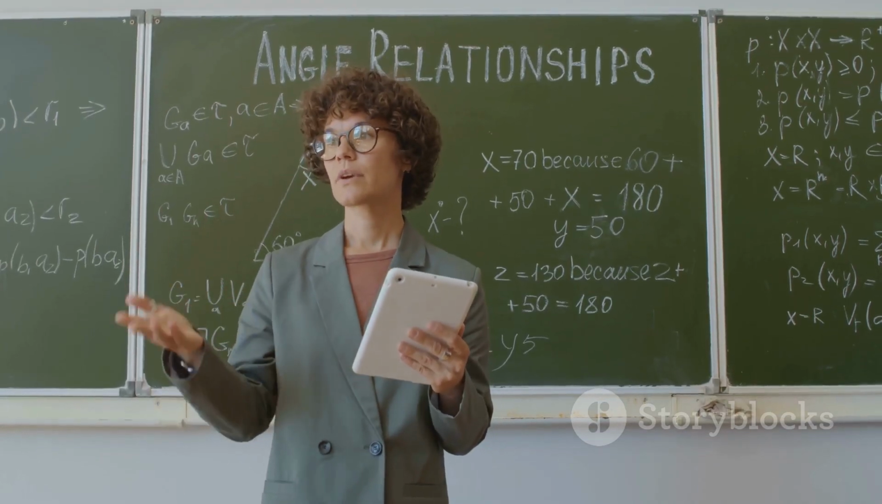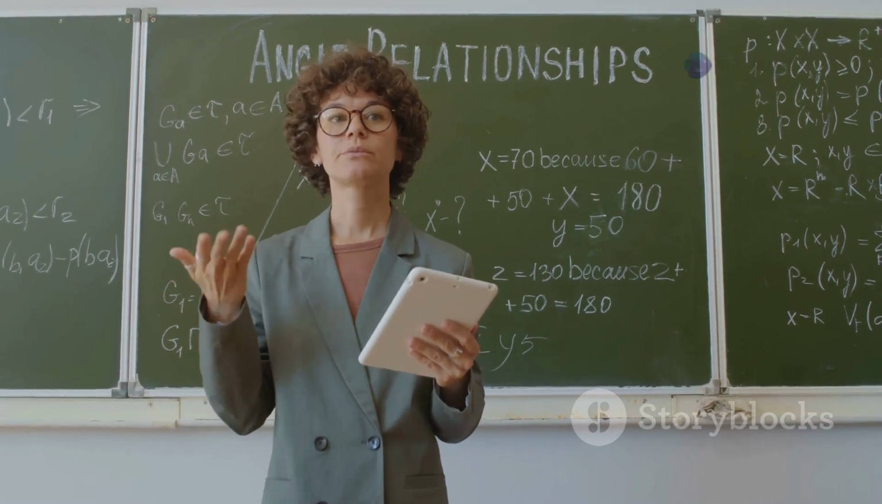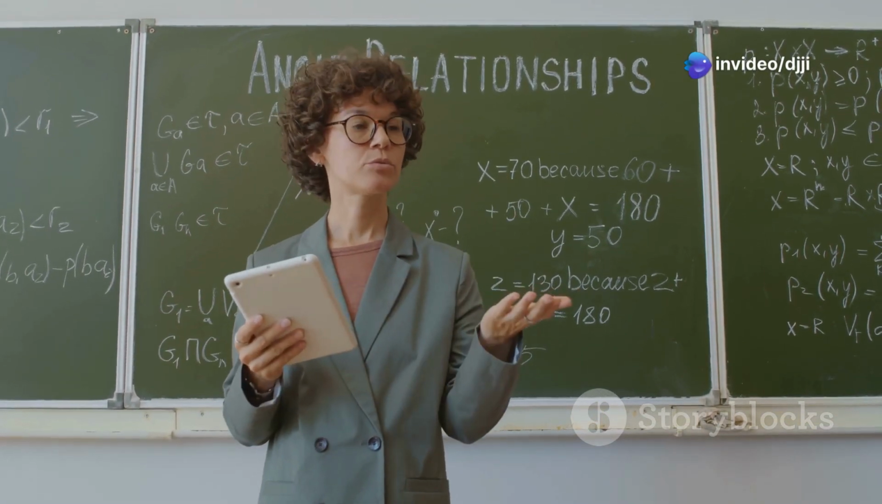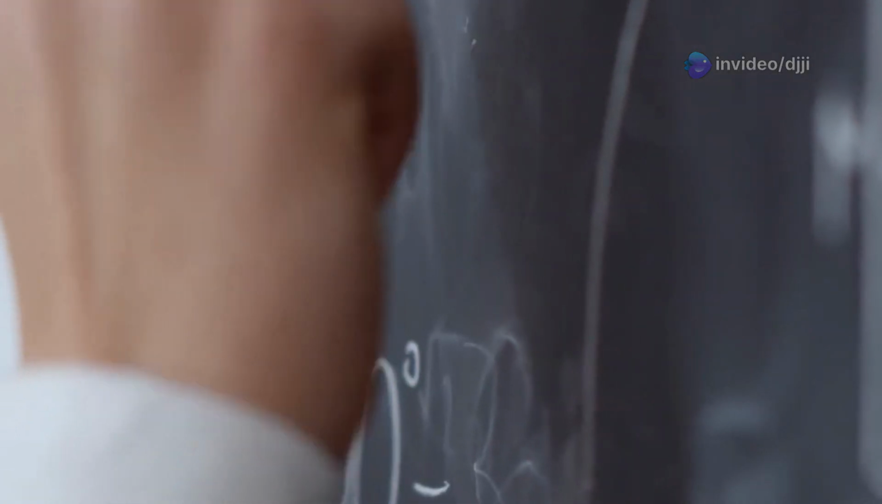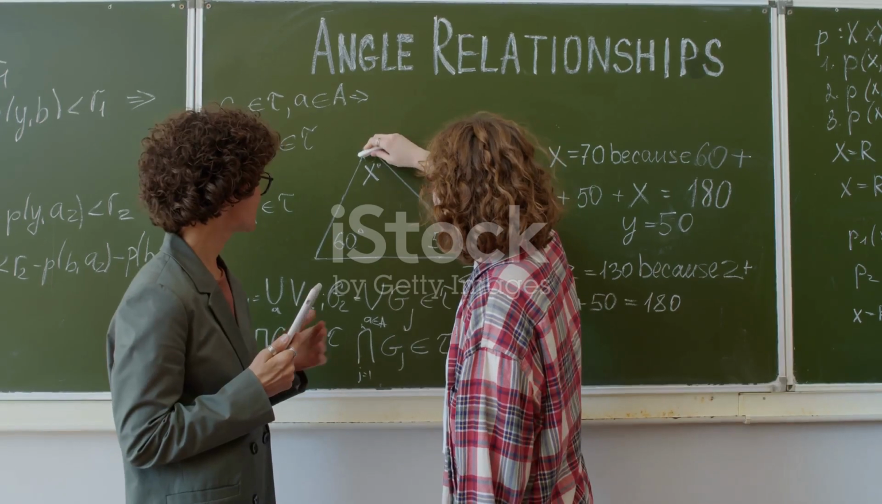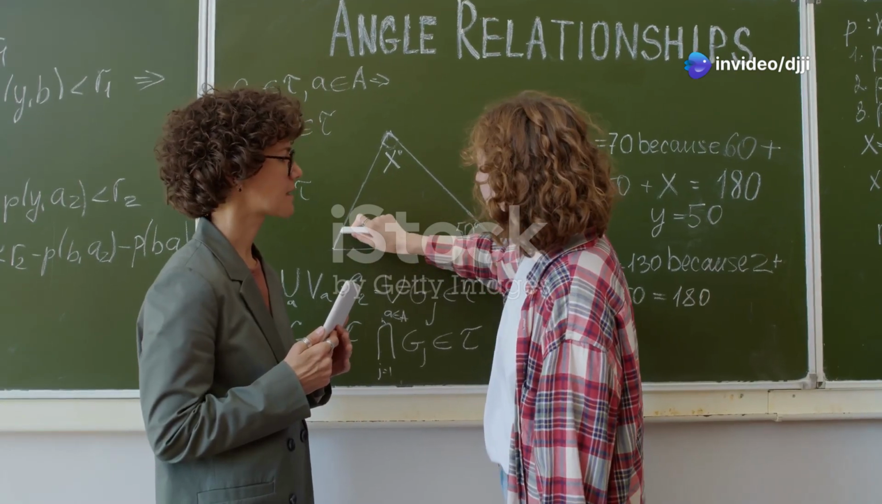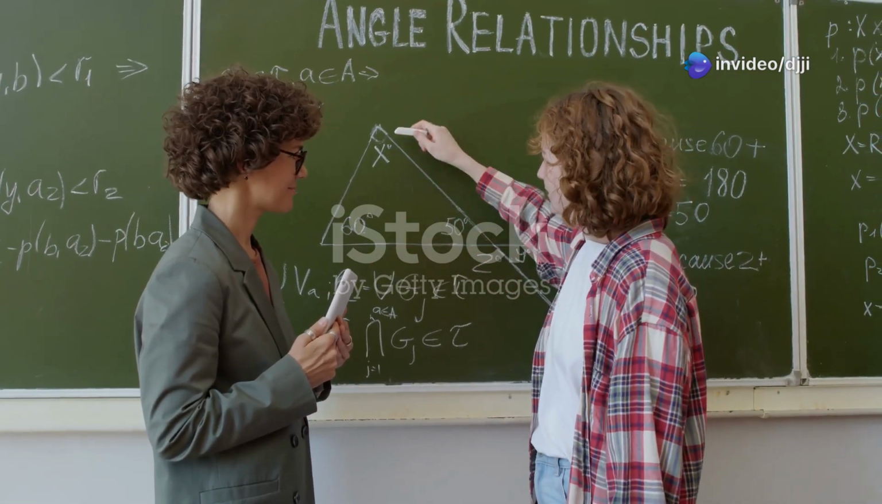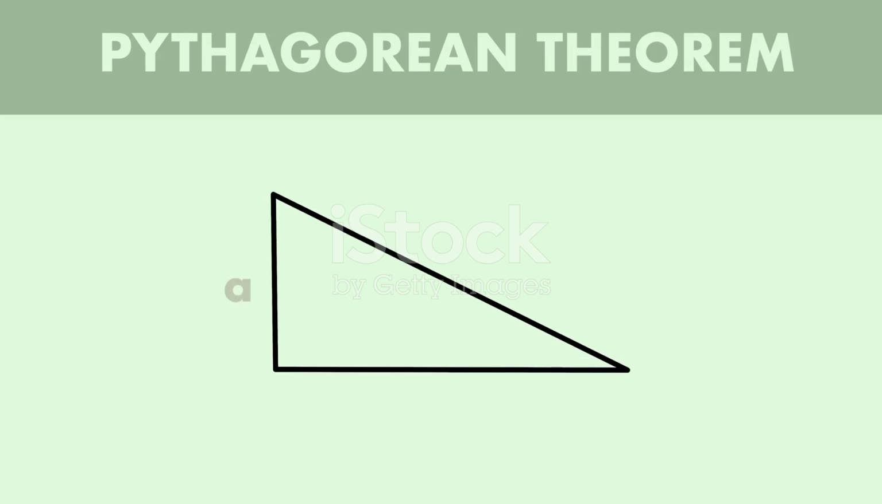SSA, that's side-side-angle, and AAS, or angle-angle-side, are a bit more complex, since they can lead to multiple possible triangles in some cases. This is known as the ambiguous case. To prove triangles congruent, you need to show that corresponding parts, sides and angles of the triangles are congruent. Angle-side-angle, or ASA, is a congruence postulate for triangles. It states that if two angles and the included side, meaning the side between those two angles, of one triangle are congruent to the corresponding two angles and included side of another triangle, then the two triangles are congruent.